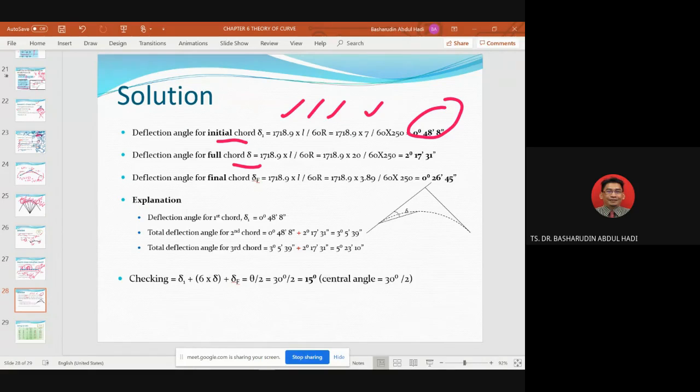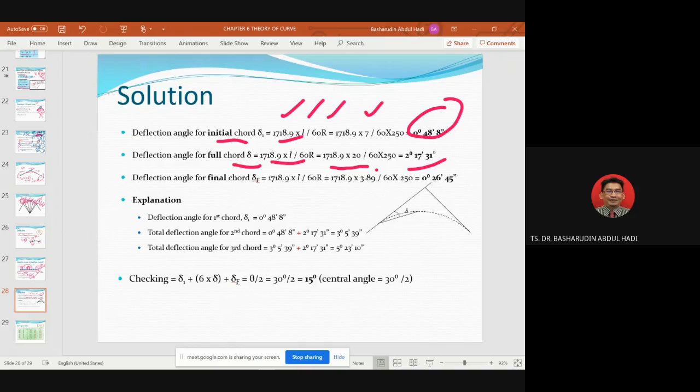Okay, so 1718.9, the formula is the same, times L divided by 60R, equal to 1718.9 times 20 divided by 60 times 250. So you get 2 degree 70 minute 31 second for the second point. And then for the third point, and then fourth, fifth, until the sixth point, we finish this one.